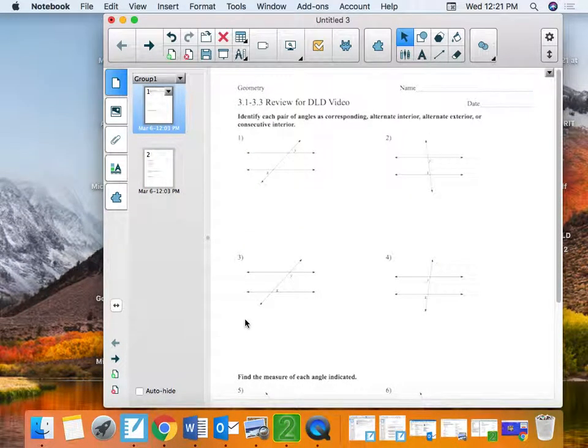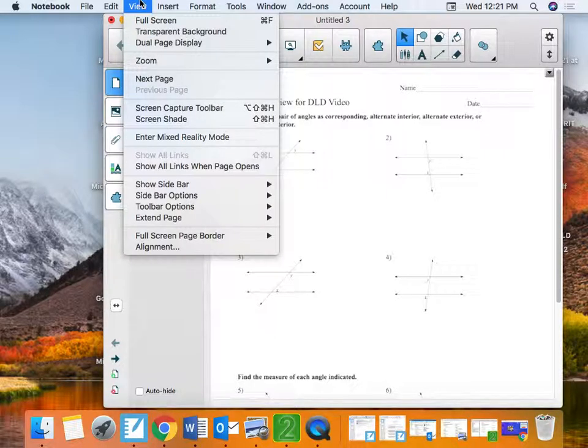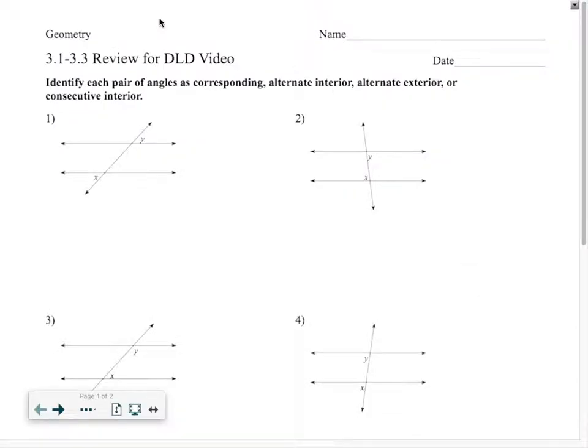Today we're looking at just a 3-1 to 3-3 review for our DLD. So this is what we've talked about in class all week. These first few problems we're going to do, they're telling us to identify each pair of angles as corresponding, alternate interior, alternate exterior, or consecutive interior.